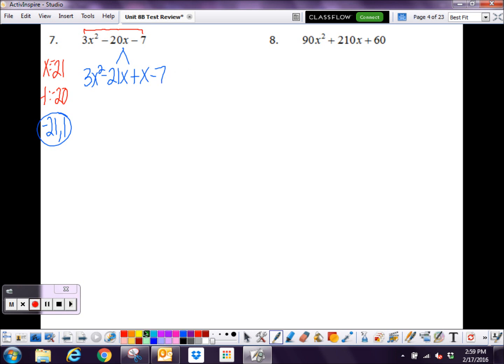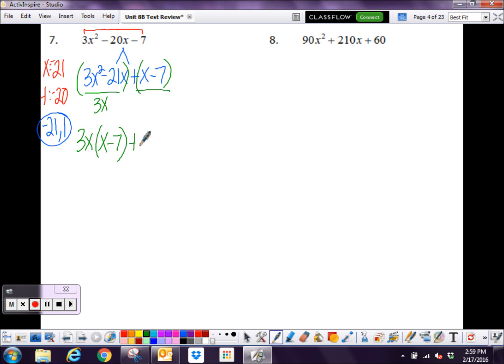Now the process we use is called grouping. So we're going to group. We're going to look at our first group and see what we have in common. We have a 3x in common. So I'm going to take a 3x out. If I take that out, that would leave me with x minus 7.